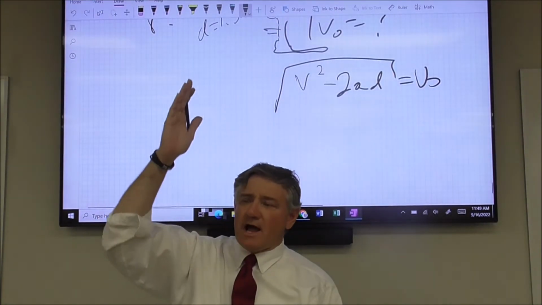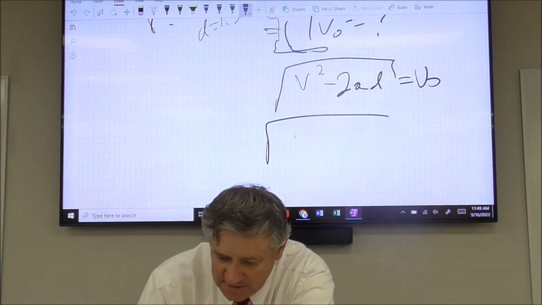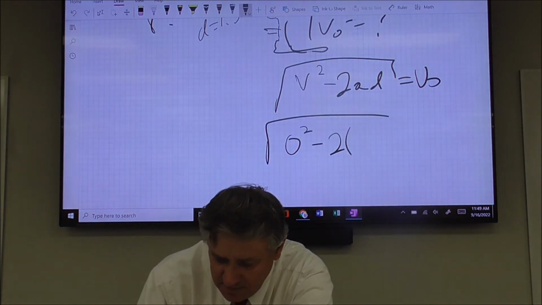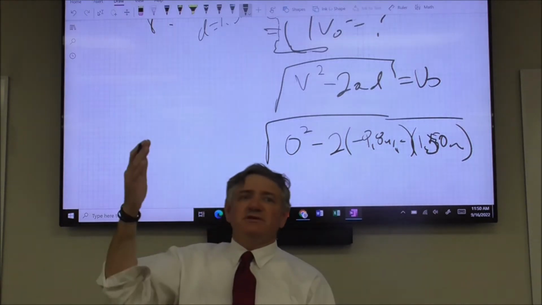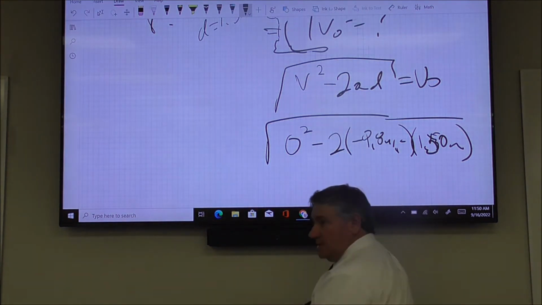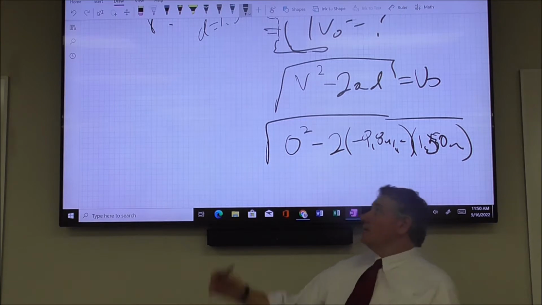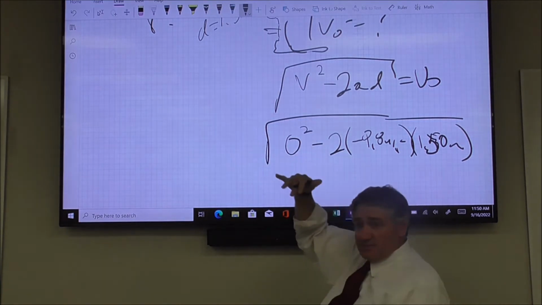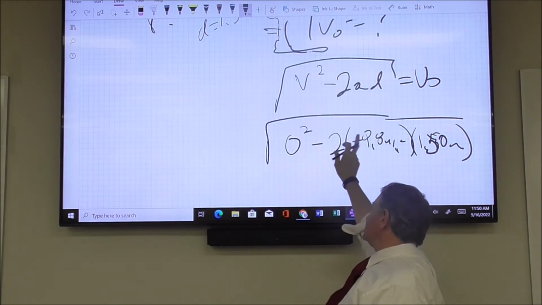So this is where you have to pay attention mathematically to what's going to happen. So you're going to have 0 squared minus 2 times negative 9.8 meters per second squared times 1.5 meters. Okay, so this is where the magic happens. So I've got 0 minus a negative number. Now I have a positive number underneath the radical. This 1.5 is a positive displacement because the kangaroo is jumping up in the air. So I have 0 minus a negative.